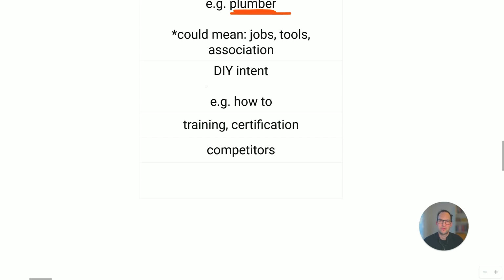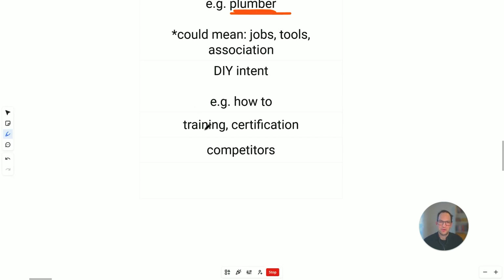DIY type keywords are also something we want to avoid, because we don't want to trigger our ads when someone's looking how to do something. Usually these people, they're obviously looking to find out how to do it for themselves and not hire a professional to do it. So we want to make sure those sort of keywords aren't coming up.